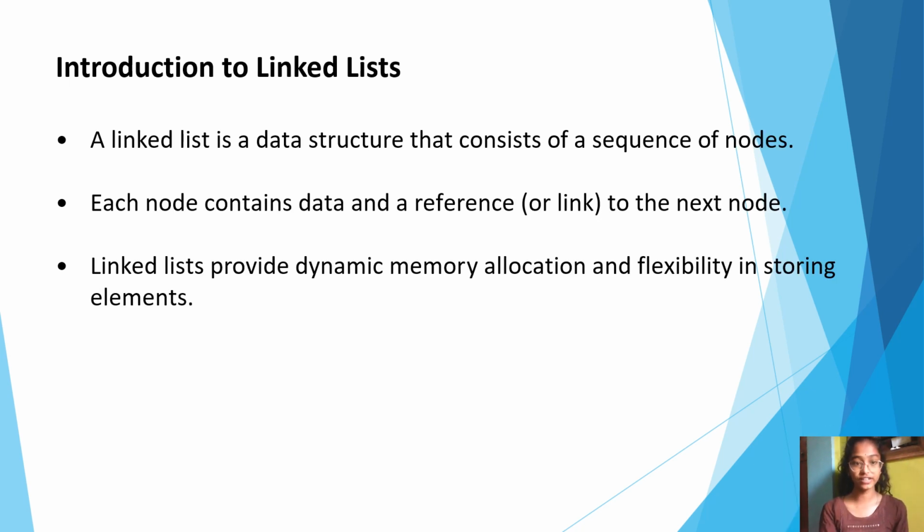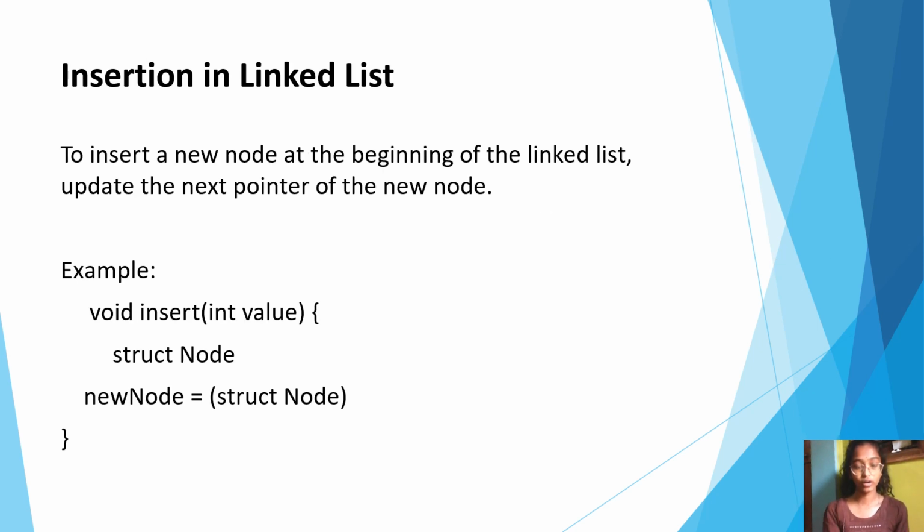Introduction to linked list. A linked list is a data structure that consists of a sequence of nodes. Each node contains data and a reference or link to the next node. Linked list provides dynamic memory allocation and flexibility in storing elements. Now let us see the insertion in linked list.